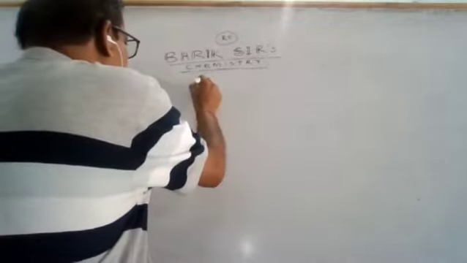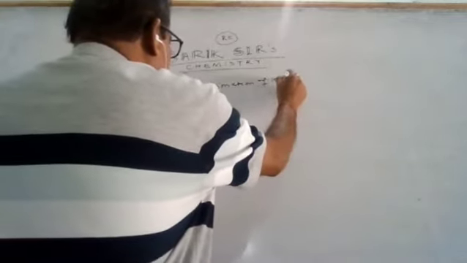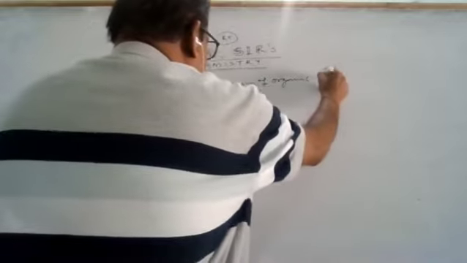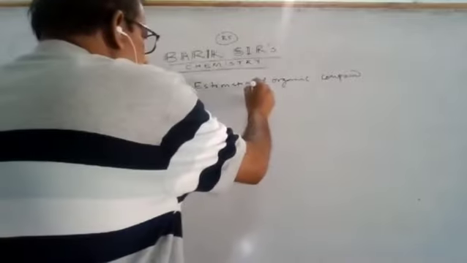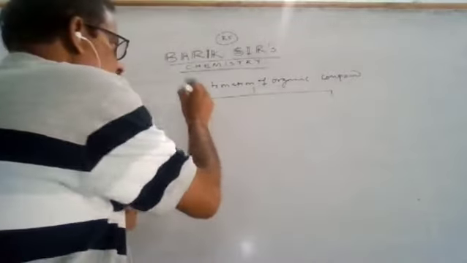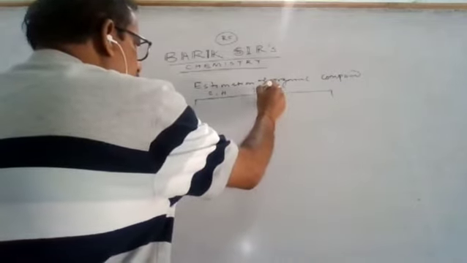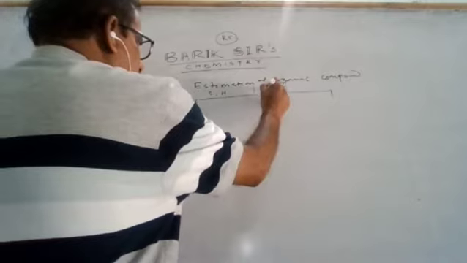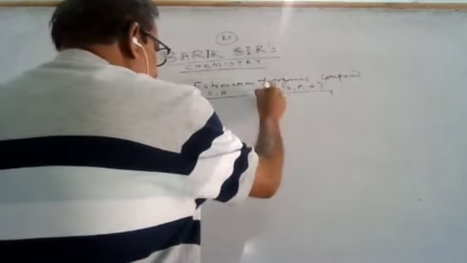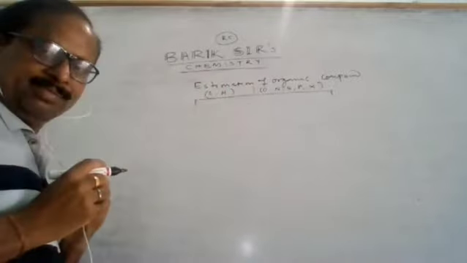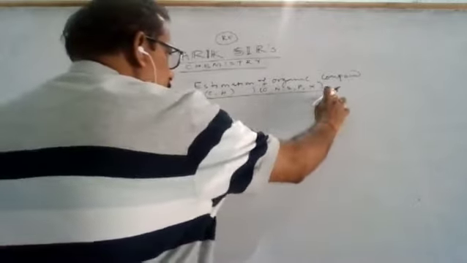So today's topic is the estimation of organic compound. There are two types of estimations, as I told. What are the elements present? The major constituents are carbon, hydrogen, and oxygen, nitrogen, sulfur, phosphorus, halogen. These are heteroatoms and these are homoatoms. Okay, so the estimation of organic compound is clearly analyzed here.